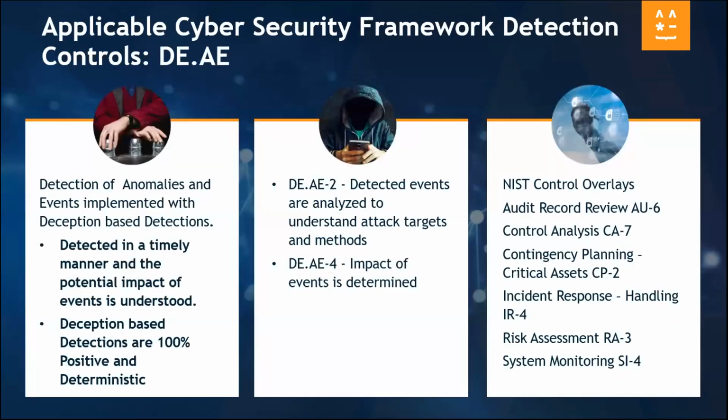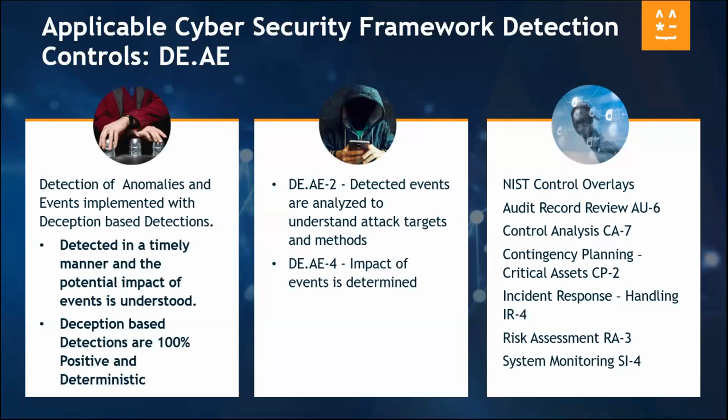When we're looking at what's applicable within the cybersecurity framework control areas, in the life cycle, you do have detection, and within detection you have the detection of anomalies and events. And what's interesting here is the cyber resilience principle of deception now gives us a new control that gives us 100% positive and deterministic identification of malicious activity.